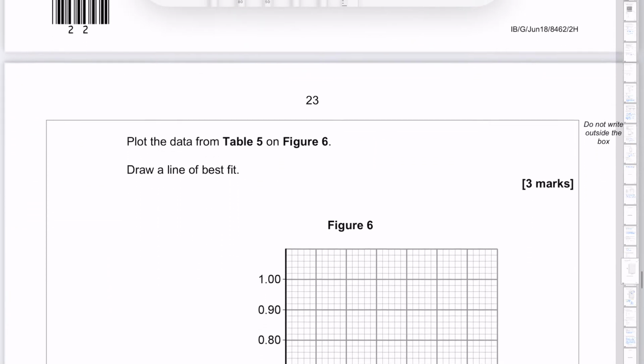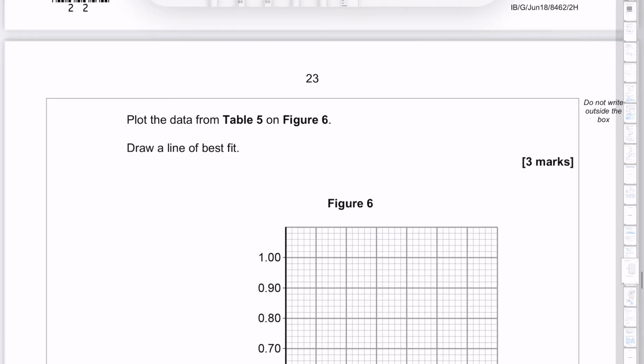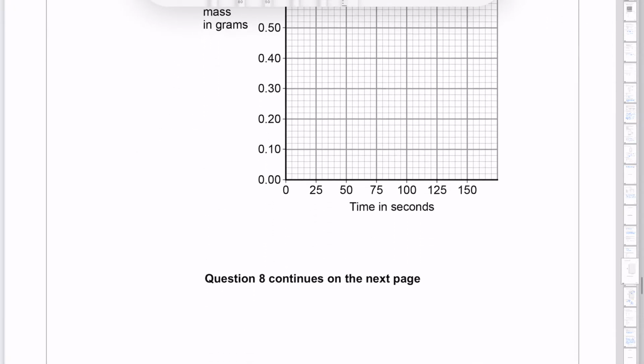Unfortunately, they've put the data on a different page to the graph, so it does make it a little bit more awkward. But we can see from the graph here that we're going up in 25s. Here we're going up in 0.1 of a gram.